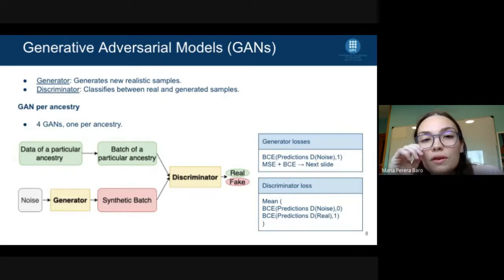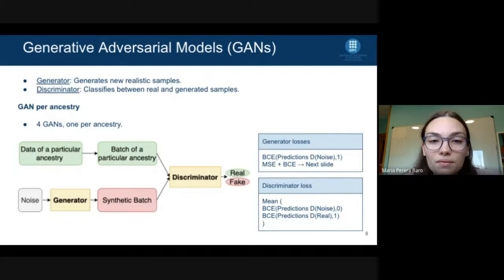And the discriminator loss is computed by doing the mean of 2 binary cross entropies. One with the predictions of the discriminator when the input is generated data with the label of fake, and the other with the predictions when the input is real data with the label of real, because we want the discriminator to distinguish between them.